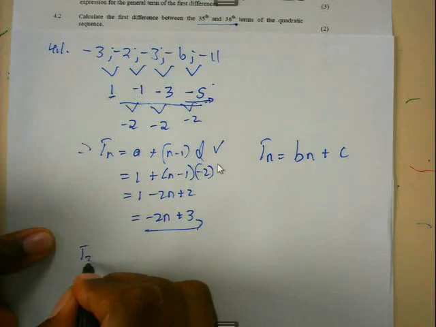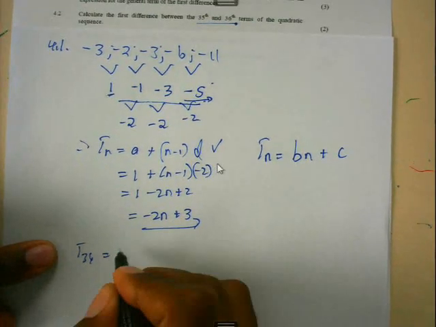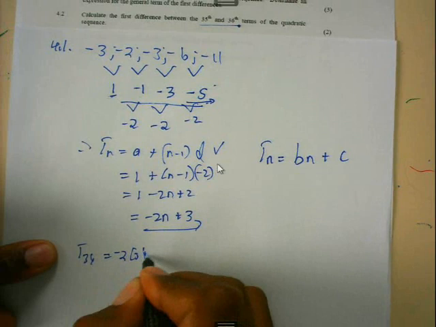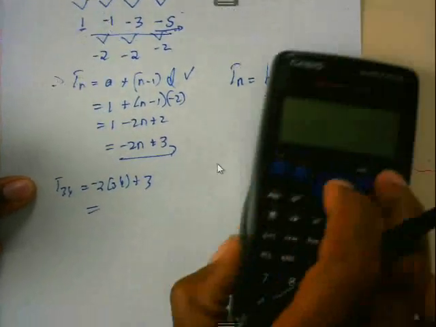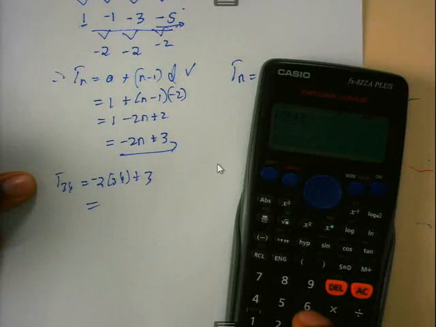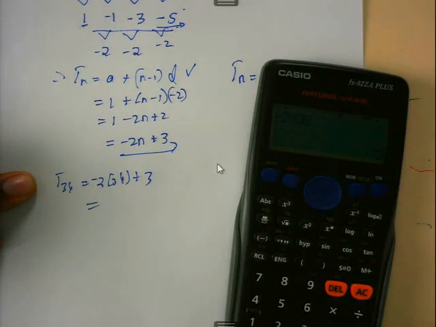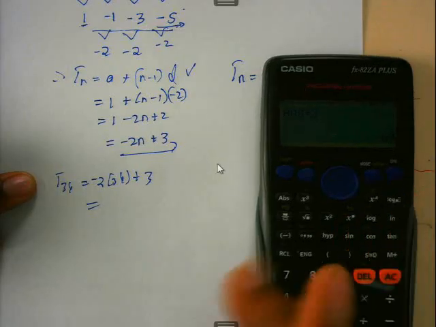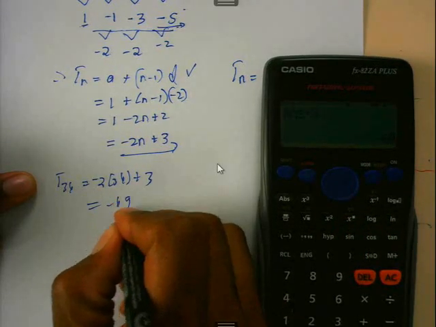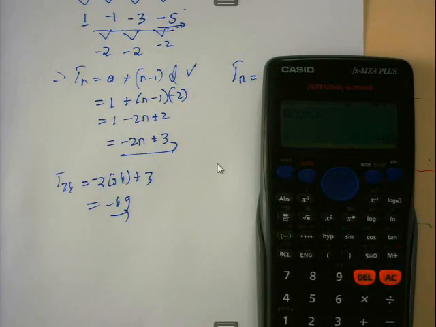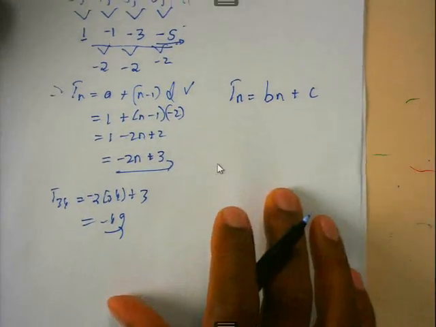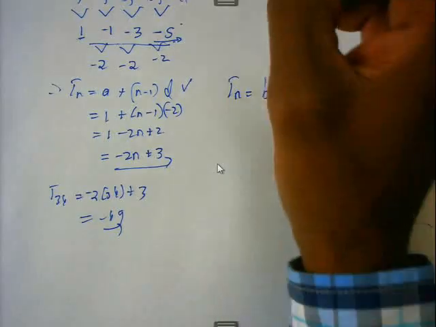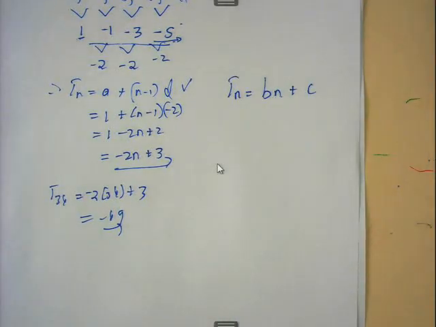Then it means for you to determine the difference between the two, you only use T36 equals -2 multiplied by 36, plus 3. Then you'll have the answer there, -2 times 36, and then plus 3. Then you will have -69. That will be the answer. Boys and girls, please make sure that you go through this type of questions to make sure that you really understand.